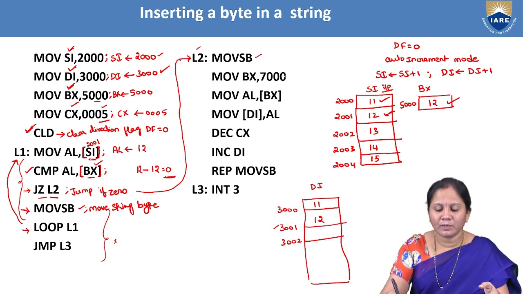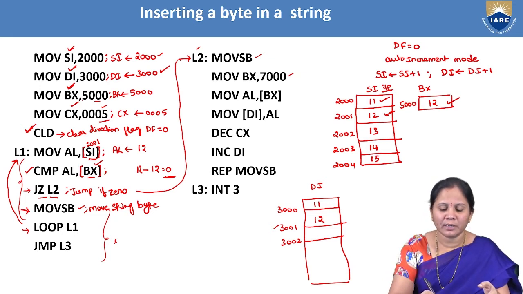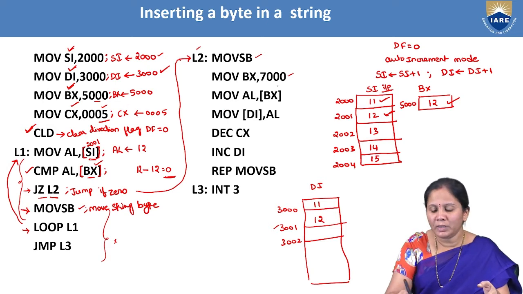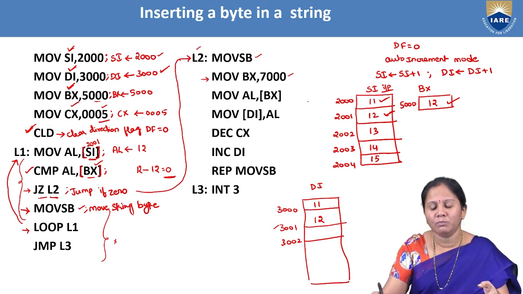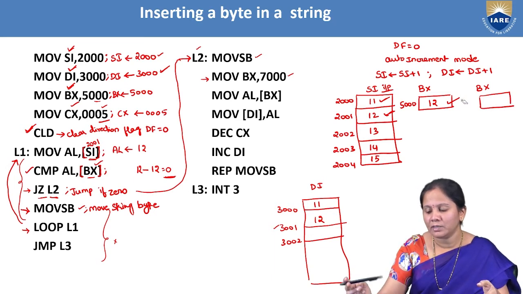And next one, move BX comma 7000. Up to now the processor has stored in register BX a value 5000. Now when this instruction is executed, move BX comma 7000, the processor is going to store a value 7000 in the BX register.